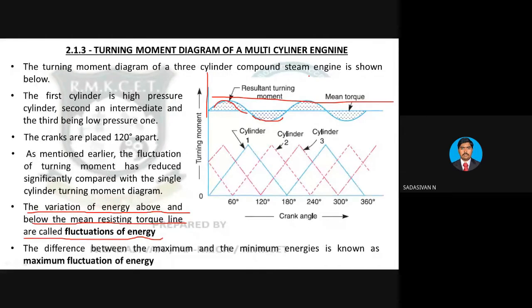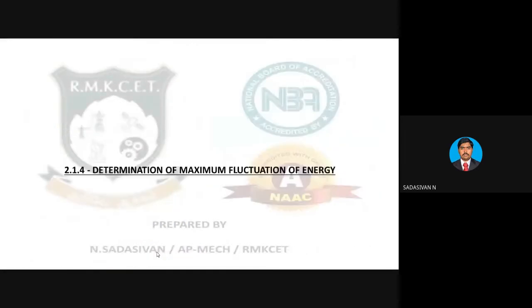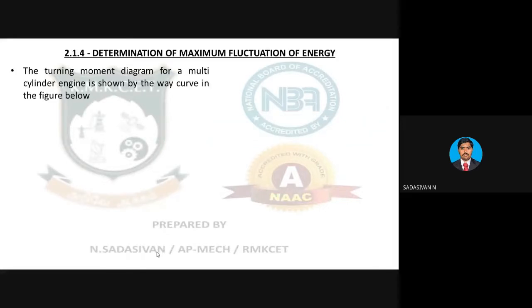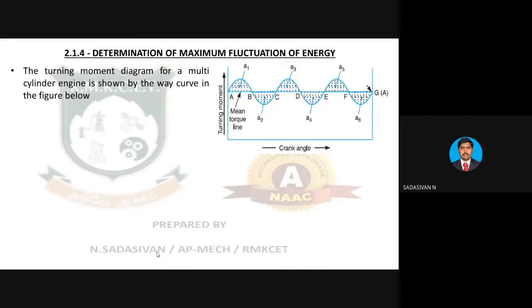Now, the next definition: you have to understand the difference between the maximum and the minimum energy point. Let us say this is the maximum energy point, this is the minimum energy point. This difference is called the maximum fluctuation of energy. That is one point you have to remember, which will be asked in the problems. Now, how to find the maximum fluctuation of energy? Let us take a turning moment diagram. I'll tell you the problem procedure, how to find the maximum fluctuation of energy.